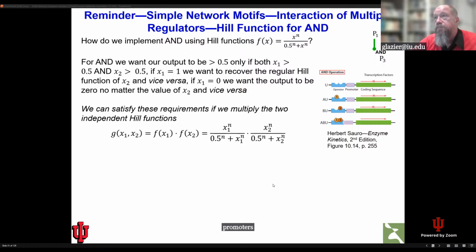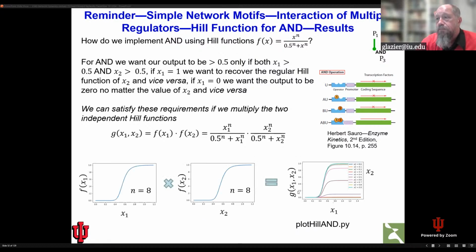promoters that are possible. For the AND, you can have a situation where you need both A and B to bind. In that case, you typically have something where you have a product of the two Hill functions independently. That will work if everything is scaled to 1. You get something that looks like this, where if you change x1, you get output that looks like that as a function of x2.